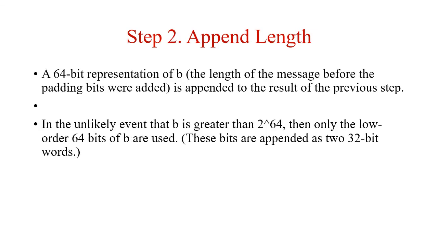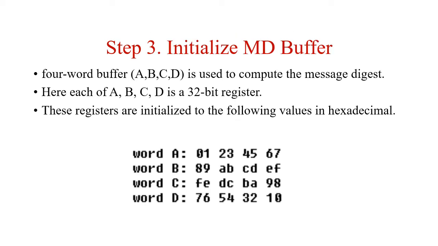Then step 2 is we have to append the length, as I told you, the 64 bit representation of the length of B bits. So the length of the message before padding bits are added. Then in some unlikely events that B is greater than 2 raised to 64, in that case, only the lower order 64 bits of B are to be used.